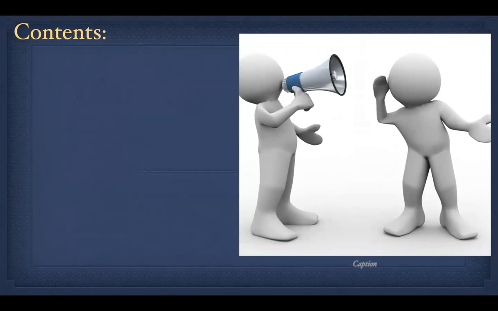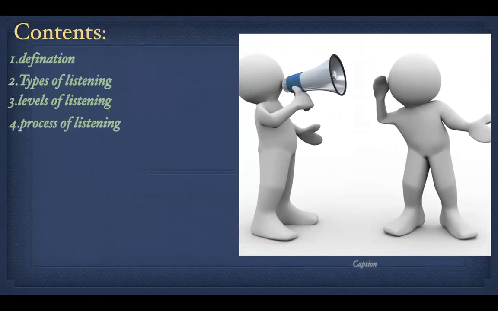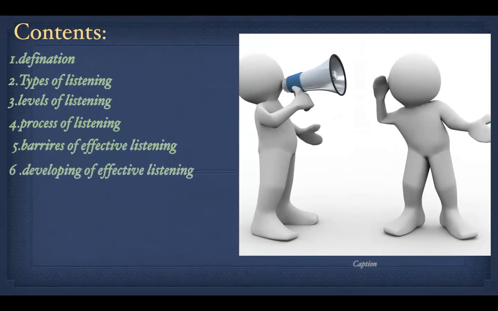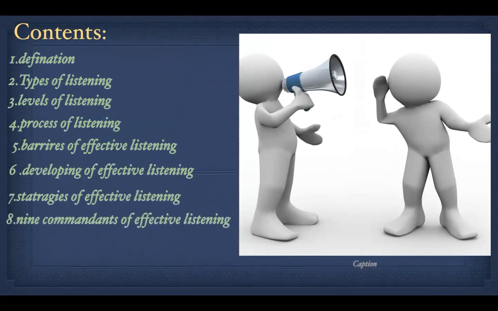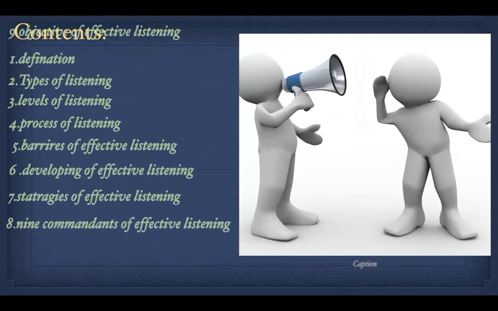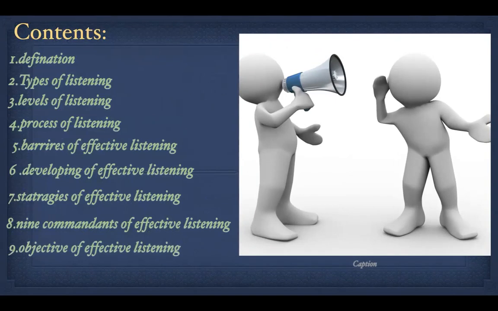Here are the contents which I prepared in this PPT one by one. First one is definition. Second one is types of listening. Third one is levels of listening. Fourth one is process of listening. Fifth one is barriers to effective listening. Sixth one is developing effective listening. Seventh one is strategies of effective listening. Eighth one is 9 commands of effective listening. And at last, objective of effective listening. So these are the contents which I prepared in this PPT. Now let's see the definitions and meanings one by one. So let's go first.